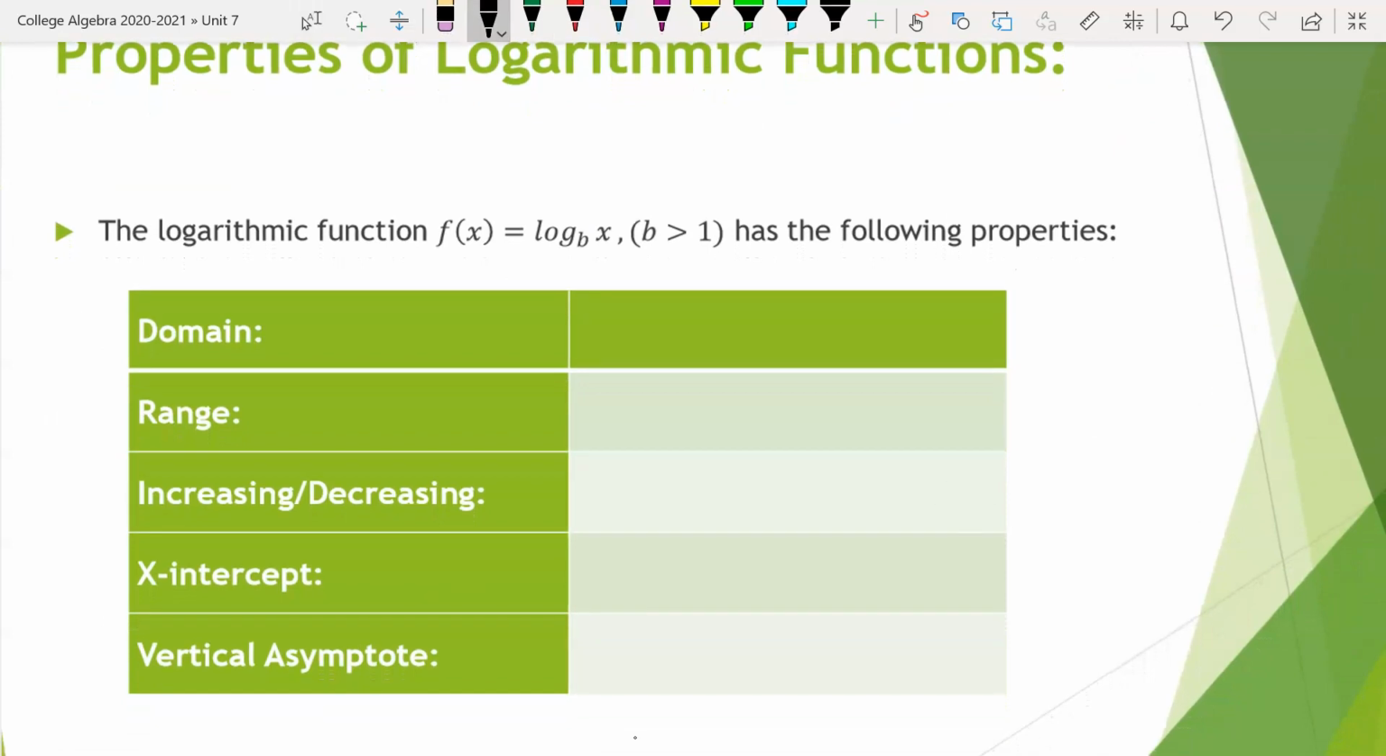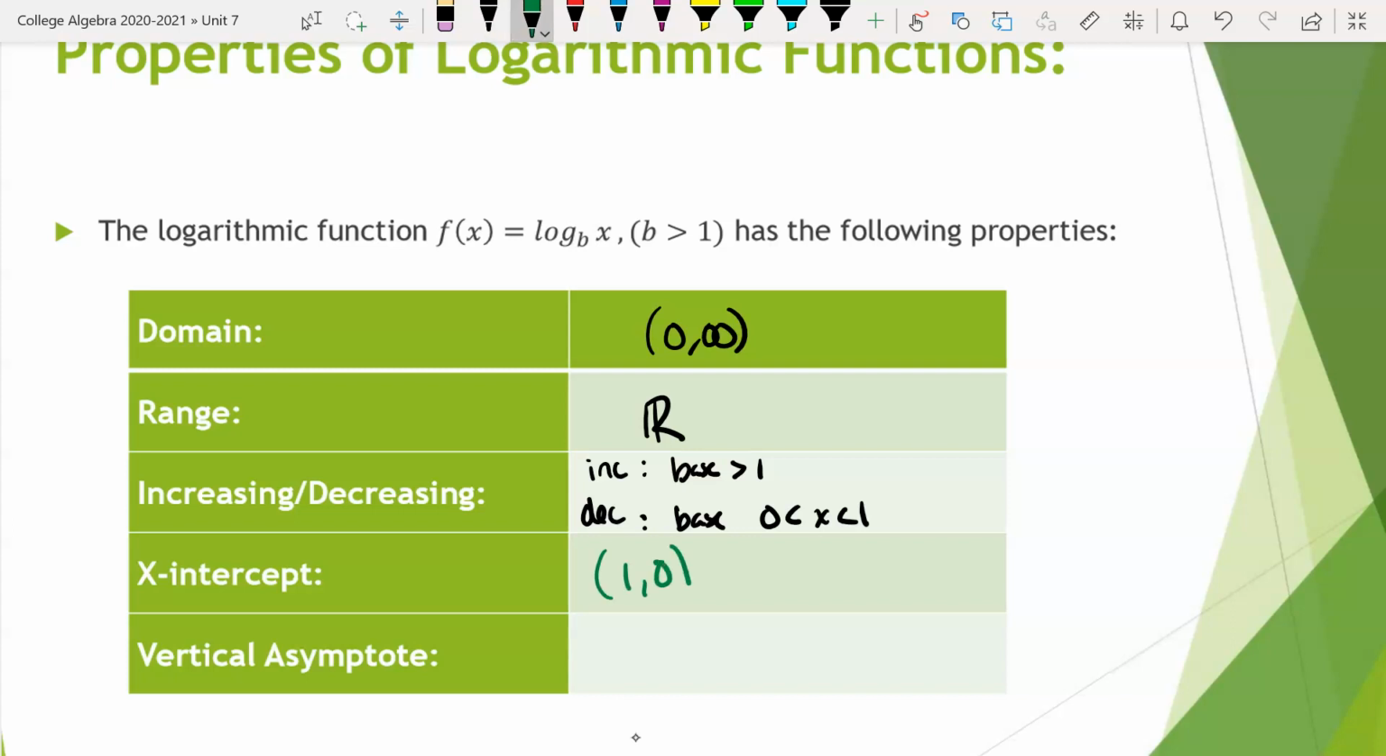Properties: your domain is normally 0 to infinity. Your range is normally all real numbers. Increasing or decreasing just depends on the base of your log. If the base is greater than 1, it's increasing. If the base is between 0 and 1, then it's going to be decreasing. Your x-intercept is always (1, 0). Your vertical asymptote is always x equals 0.